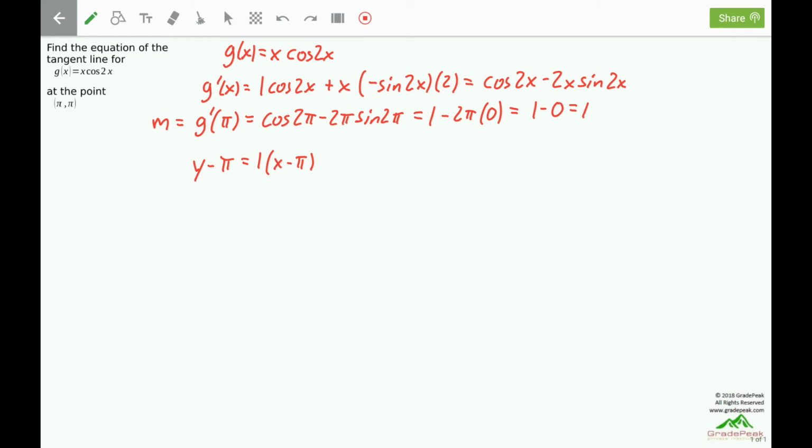We generally like to write this in the slope-intercept form where we solve for y. So we will just start by distributing that 1 in. Well, 1 times anything is the same thing. And now we can add pi to both sides. Well, negative pi plus positive pi becomes a 0. So we just have y equals x, and that is the equation of the tangent line for that g of x at that point pi comma pi. y equals x.